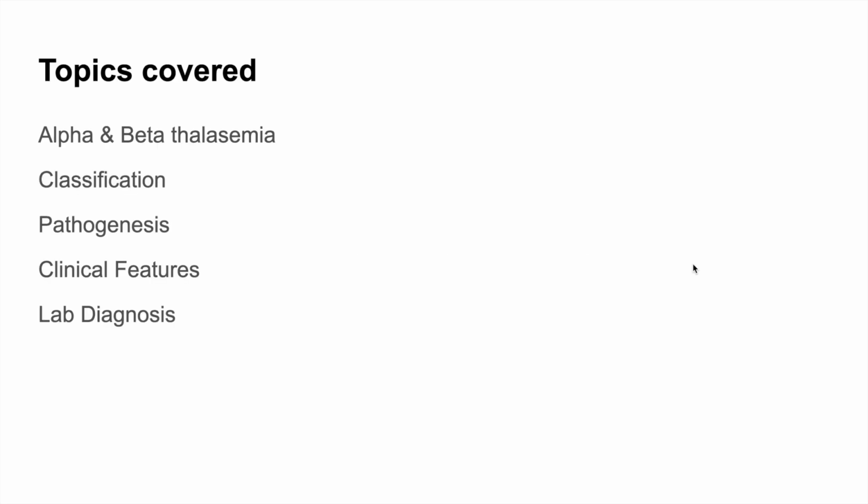We will discuss thalassemia. The topics we will be covering under thalassemia, both alpha and beta, are the classification, pathogenesis, clinical features and the lab diagnosis. This will help you write the question also.